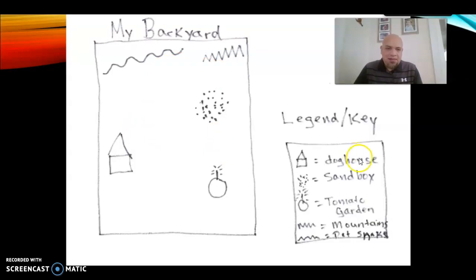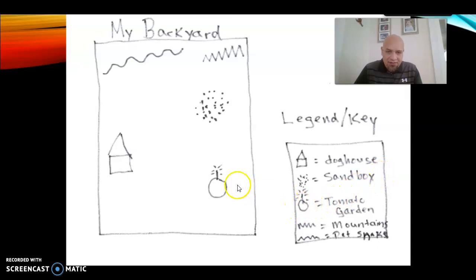So now let's add a key. So now I know that this shape stands for a doghouse, right? So now you know that in my backyard I have a doghouse right here. I really don't, but this is just... And right here, all these dots, that stands for a sandbox.